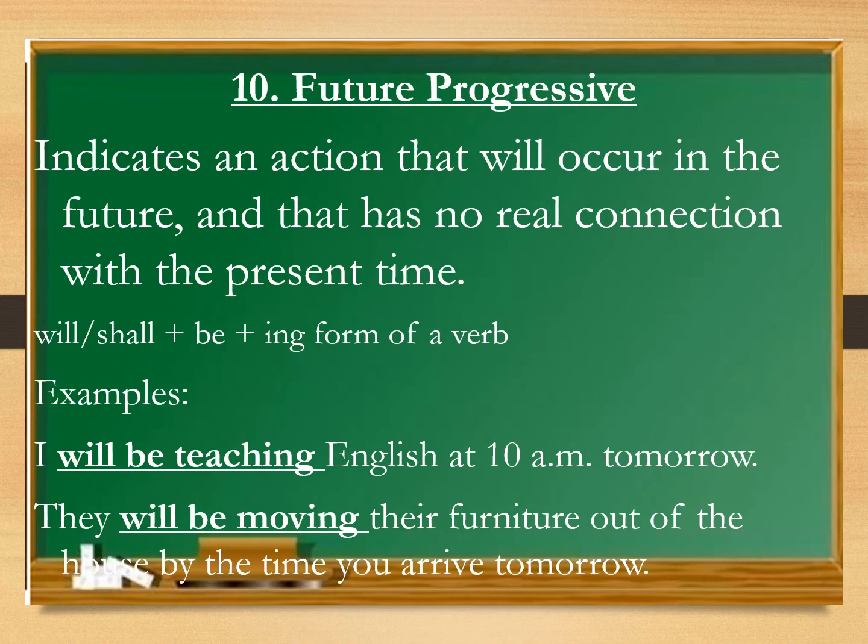Number 10, future progressive. It indicates an action that will occur in the future and that has no real connection with the present time. So we have will or shall plus be verb plus the -ing form of the verb. Examples: I will be teaching English at 9 a.m. tomorrow. Next, they will be moving their furniture out of the house by the time you arrive tomorrow.